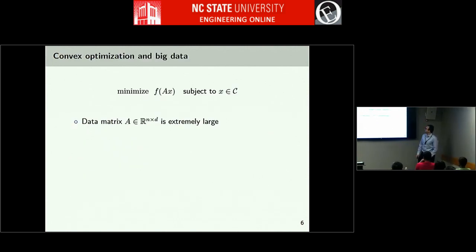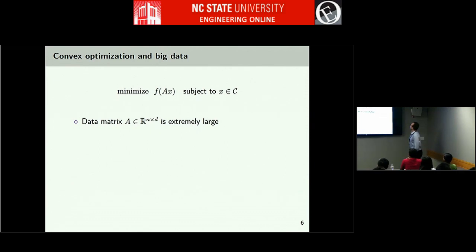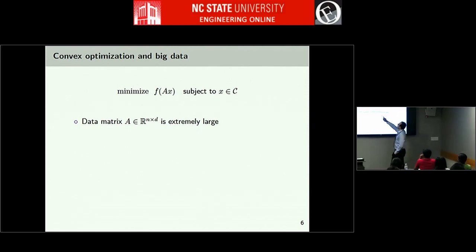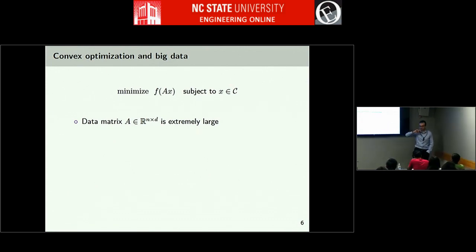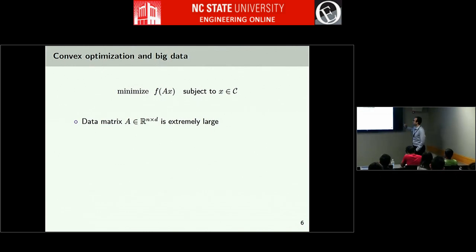So let's start with something very simple. Let's say we have a convex optimization problem, where f is a convex function. A is a data matrix, n by d. I have n samples and d dimensions. And A is very large. N and d are both very large.